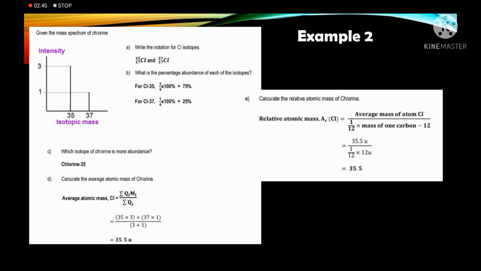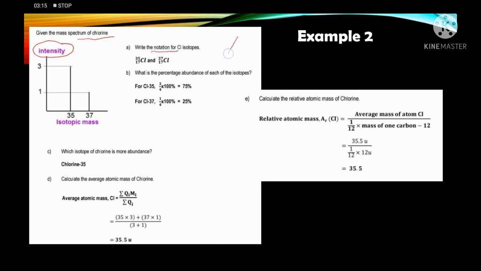The second question. They also give you the mass spectrum, but here the abundance is changed to intensity. Can you see that? It's the same thing. From the mass spectrum, how many isotopes does chlorine have? They have 2, right? Because they have 2 peaks. The first question asks you to write the notation for Cl isotope. Notation means the isotopic notation.